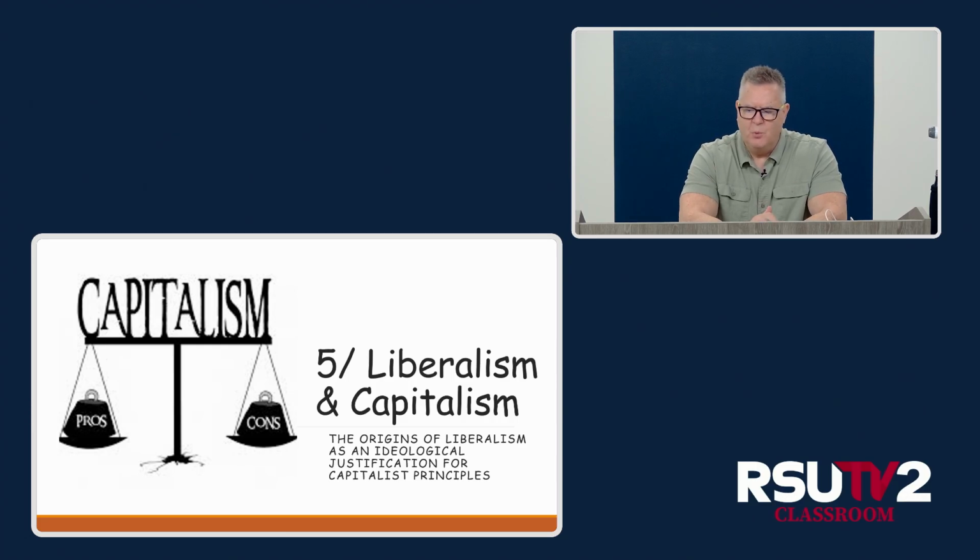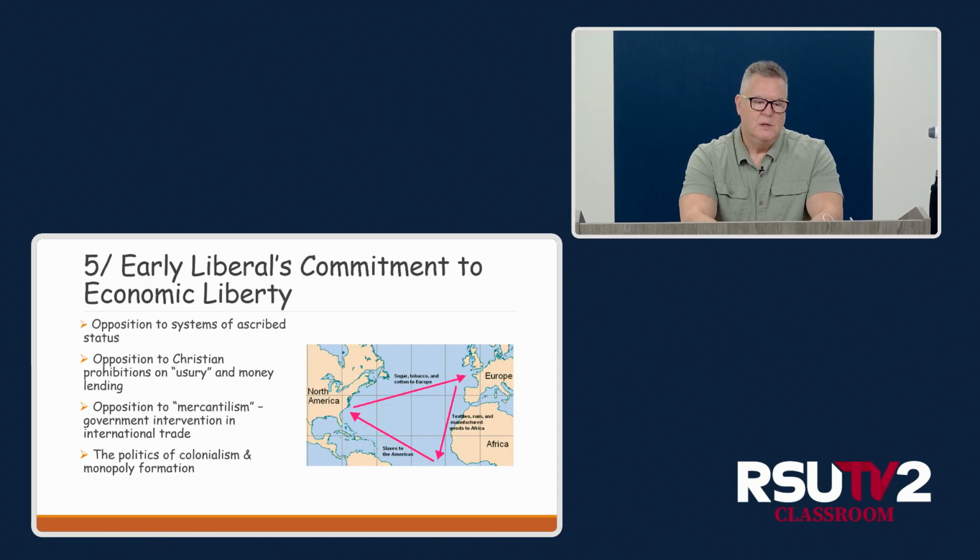First and foremost, it's important to keep in mind that liberalism really does emerge as an ideological defense of free trade and of capitalism generally. So early liberals were, again, foremost of their commitments. If you remember our discussion of John Locke, the primary initial emphasis for early liberals was the commitment to economic liberty and to the protection of private property.